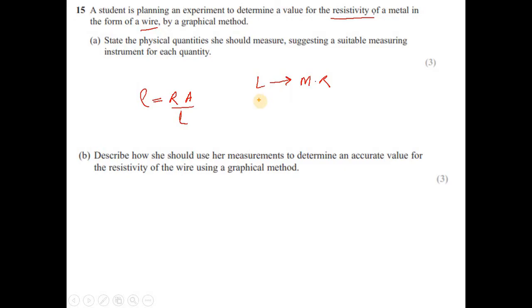and she needs to measure the resistance with an ohmmeter. Then for the area, she needs to measure the diameter, because the diameter is used to find the area, using a micrometer screw gauge. That's what you need to write, and these three quantities need to be measured with these three instruments.